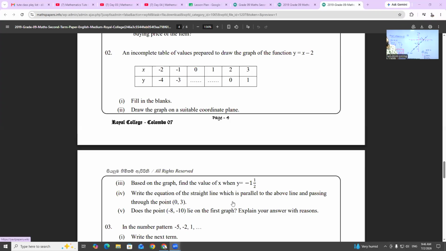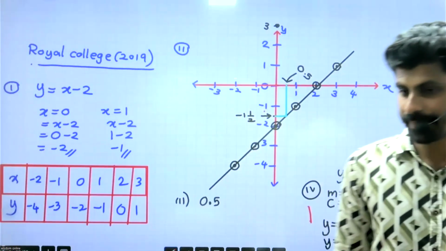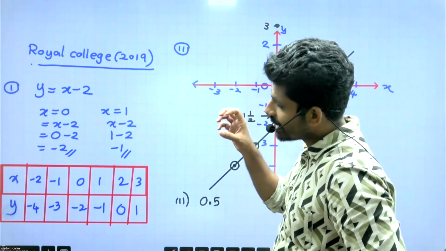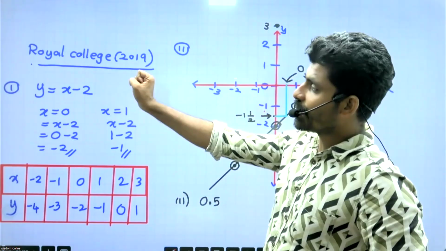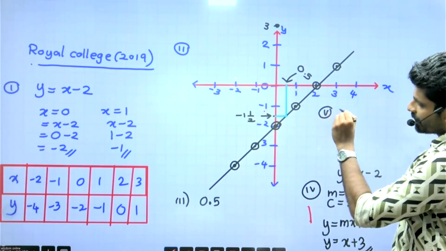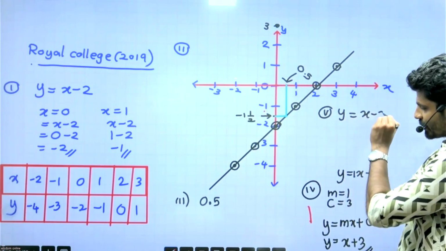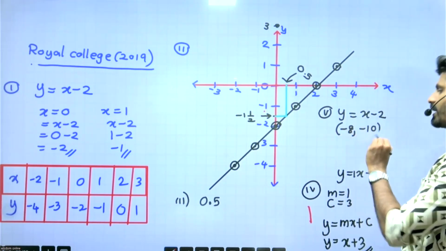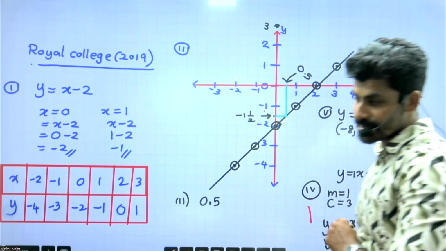Does the point minus 8, minus 10 lie on the first graph? Explain your answer with reason. If that point lies on the graph, the equation should be satisfied. Look at the equation: y equals x minus 2. The point is minus 8, minus 10.